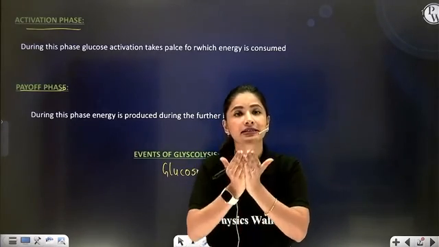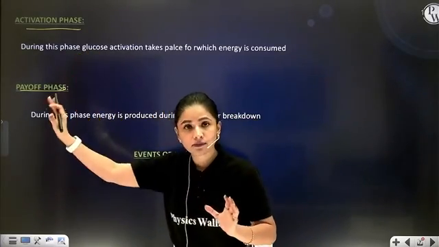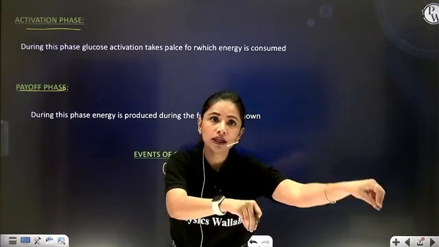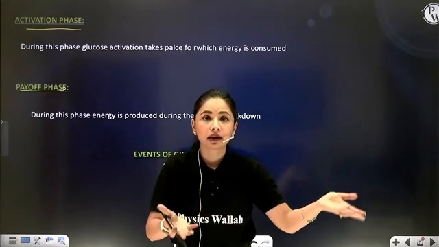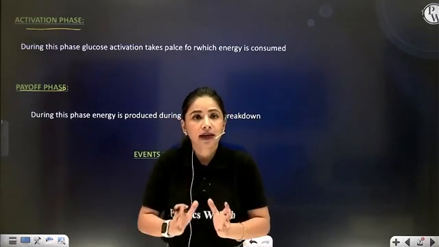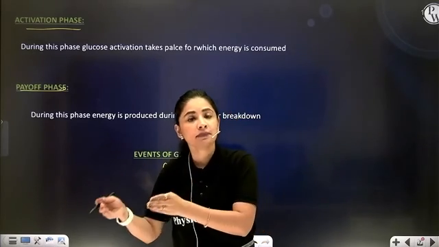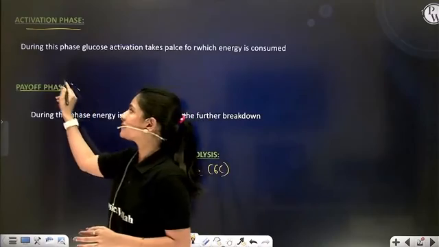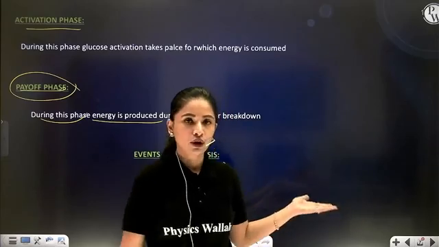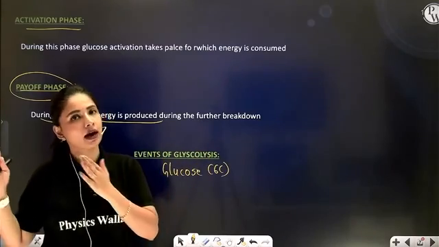That is why glycolysis is divided into 2 phases. The activation phase counts for those steps of glycolysis where energy is given to the substrate so that it becomes ready for ATP production. And once your substrate is activated and ready to release energy, the remaining steps are known as the payoff phase, where energy is produced. So the initial steps are the activation phase, and the later steps together are the payoff phase.